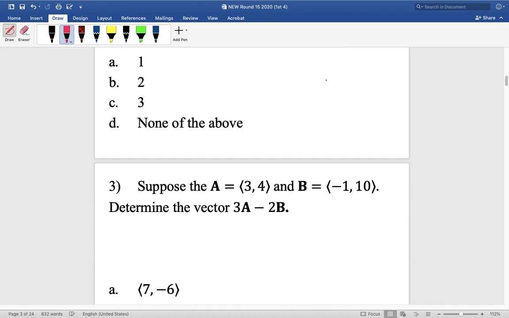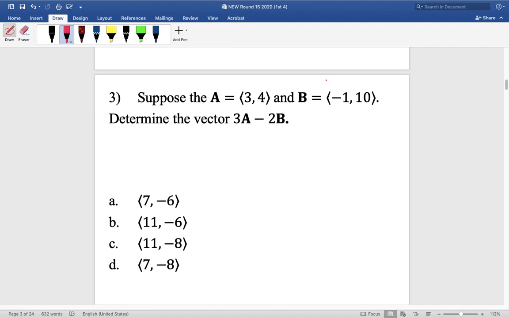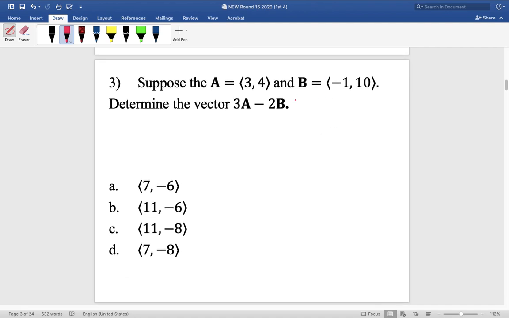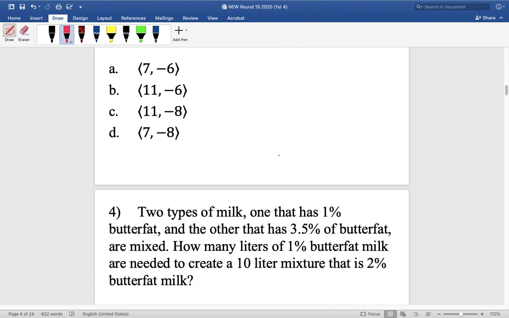Going on to number 3, suppose the vectors a and b are determined by this change right here. We're multiplying a by 3, 2 by b, and subtract it. Just start with 3 times this vector and 2 times this vector and keep them as vectors the whole time. Don't change them to just values. Make sure they're vectors all the way throughout. You'll have the right answer.